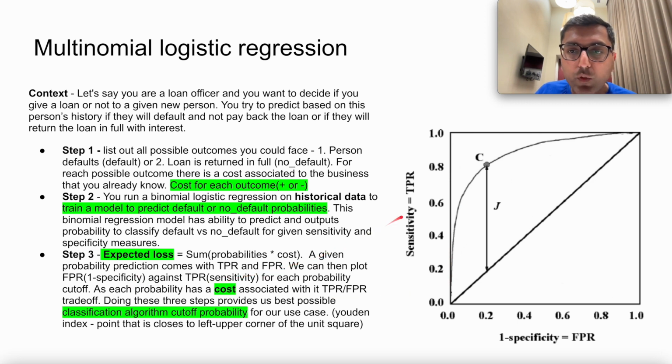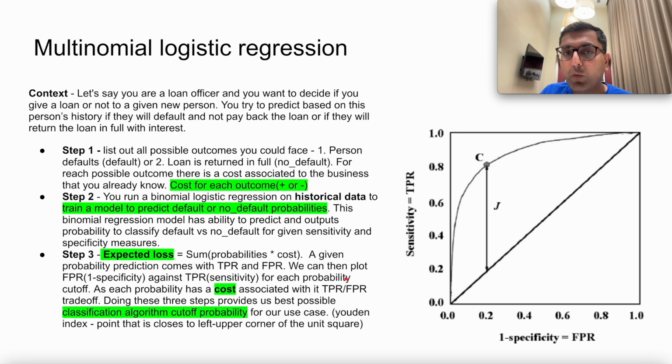Once you do that, you can then choose what cutoff works best for you, which is basically any point in this curve. But there's this really good index called Youden index, which is basically the point that is closest to this leftmost point. So this is the closest distance, and that gives you the best trade-off between sensitivity and specificity.